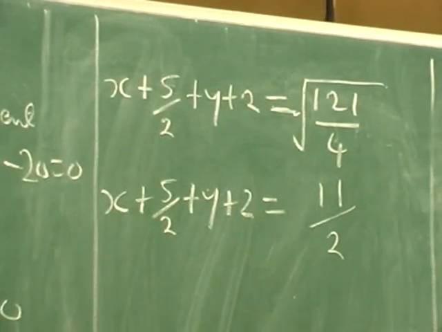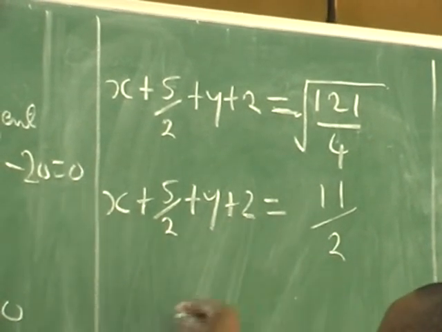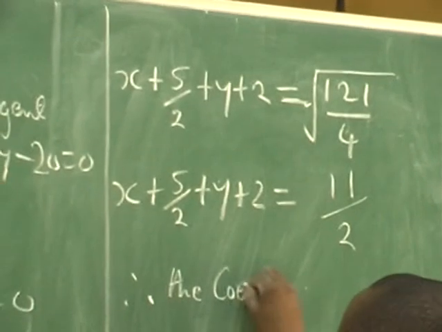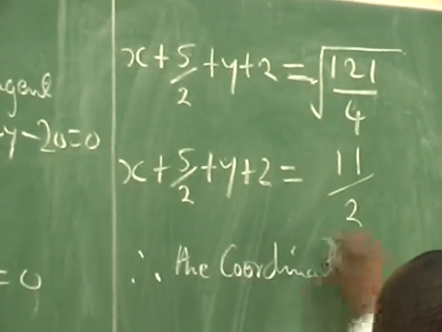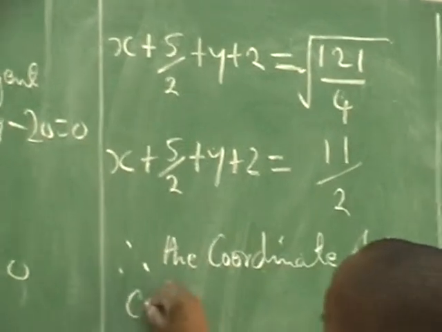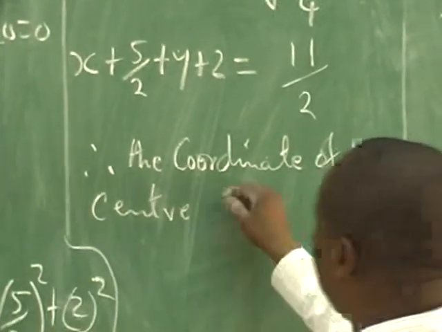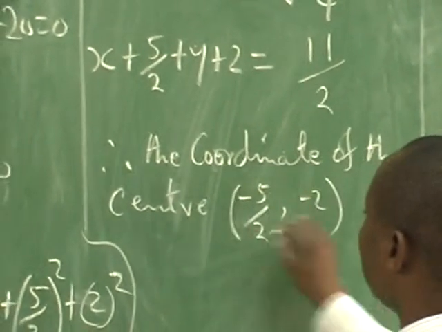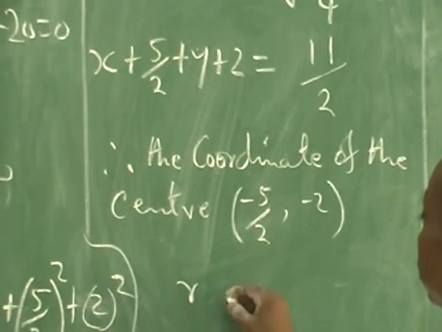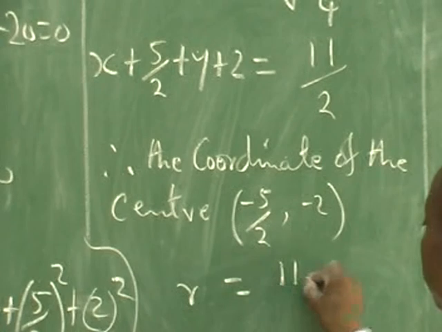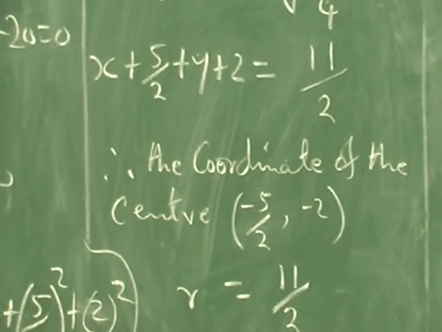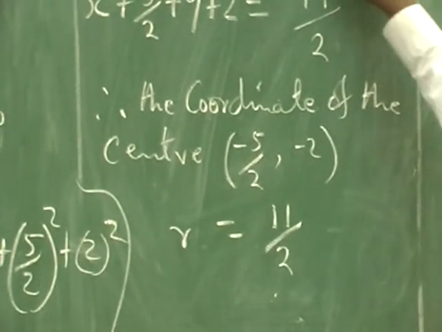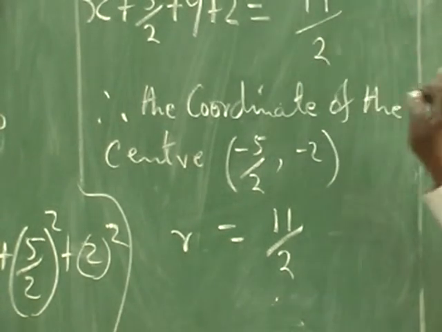So now you can see that the coordinates of the center are minus 5 all over 2 and then minus 2. While r is equal to 11 all over 2. Now, if r is 11 all over 2, it means r square is this, because we will need r square.